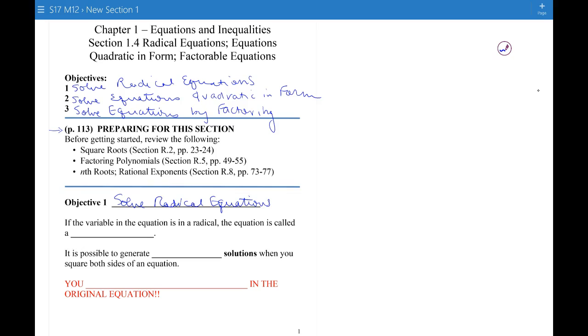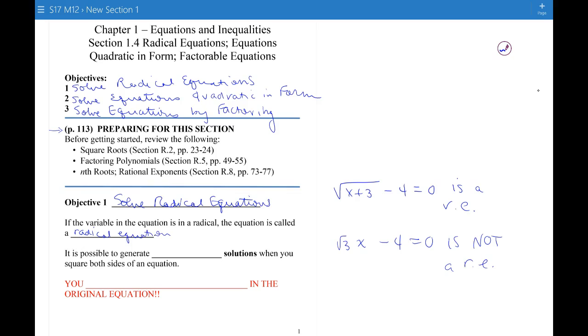So if the variable in the equation is in a radical, the equation is called a radical equation. So if you have the square root of x plus 3 minus 4 equals 0, that is a radical equation. But if you have square root of 3 times x minus 4 equals 0, this is not a radical equation because the x is not inside of a square root.